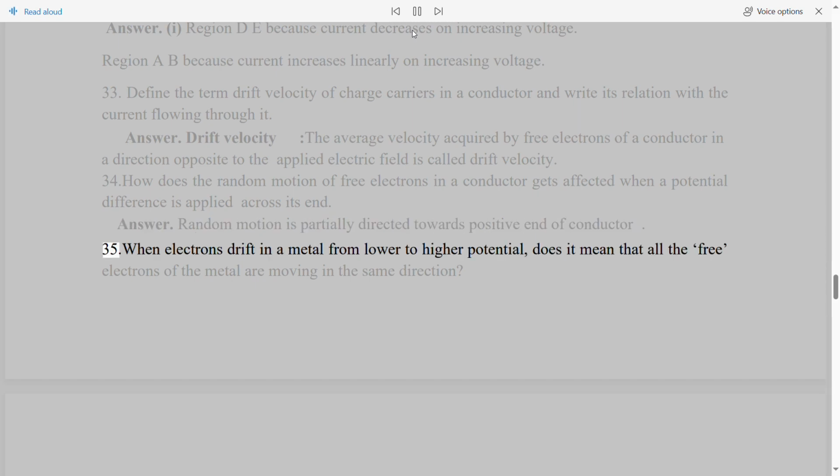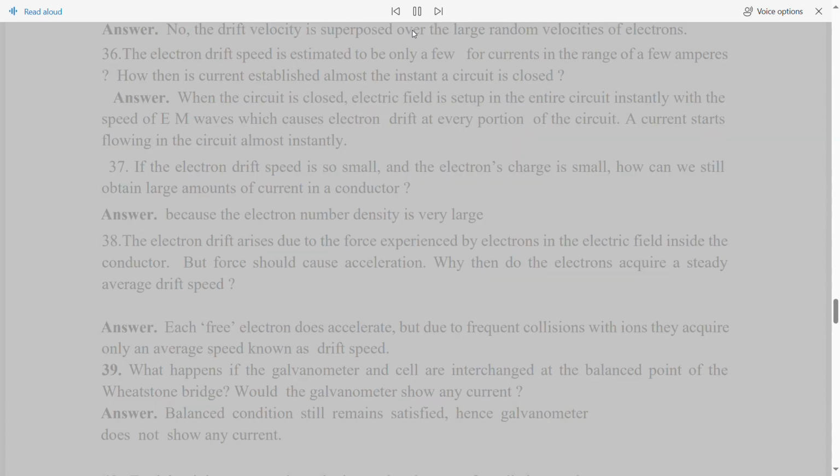35. When electrons drift in a metal from lower to higher potential, does it mean that all the free electrons of the metal are moving in the same direction? Answer: No. The drift velocity is superposed over the large random velocities of electrons.